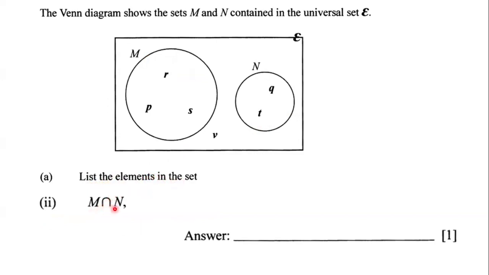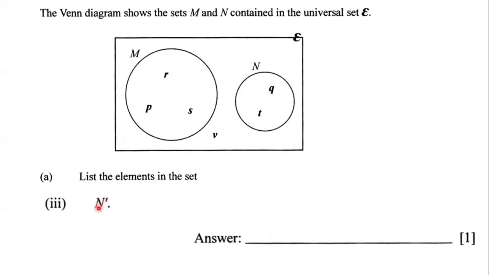Next, the question says that they want us to list the elements in the set M intersect N. Now, these two sets do not have any overlap. So these are what we call disjoint sets, which means that these two sets are separated. So there's no intersection. V is not inside the intersection. V is on the outside of these two sets, and so we say that M intersect N is an empty set. This is the symbol for the empty set, because there are no elements inside of the intersection.